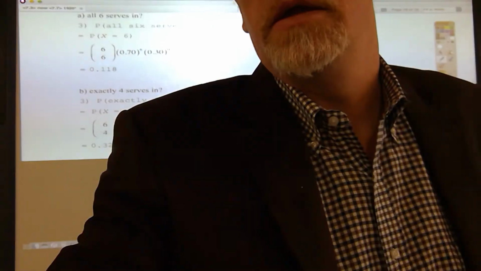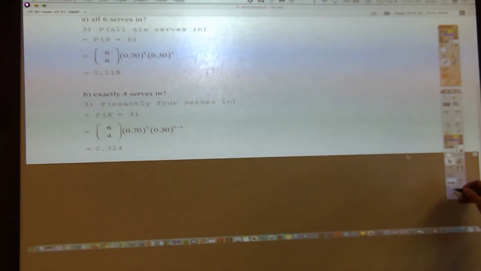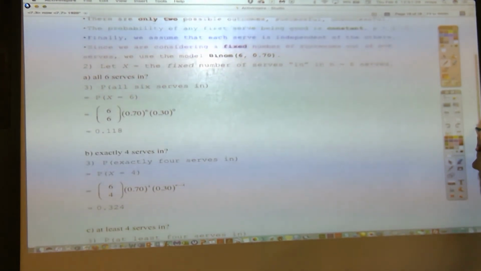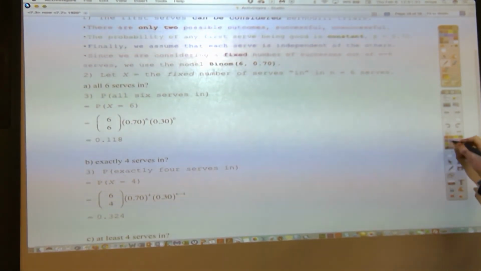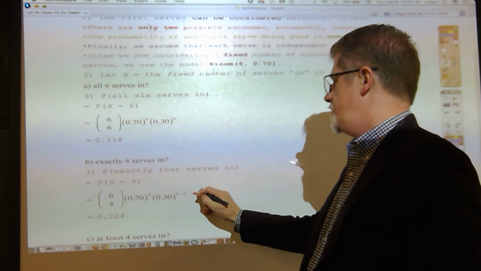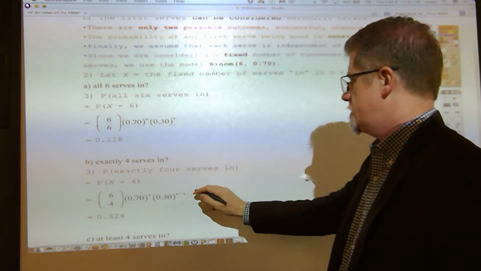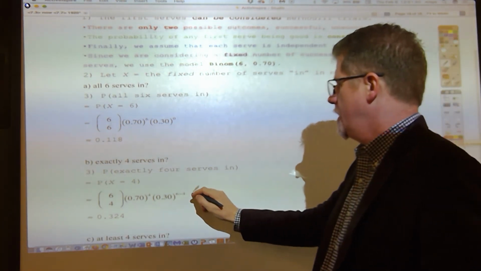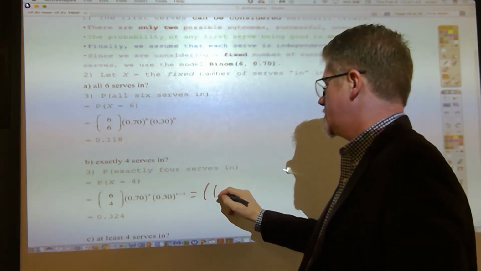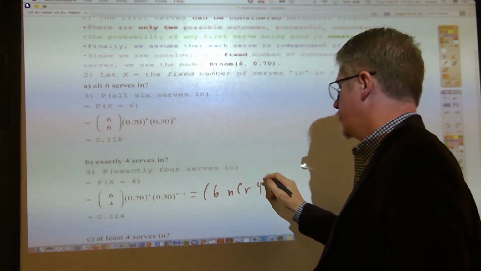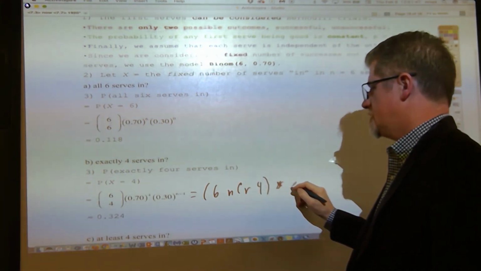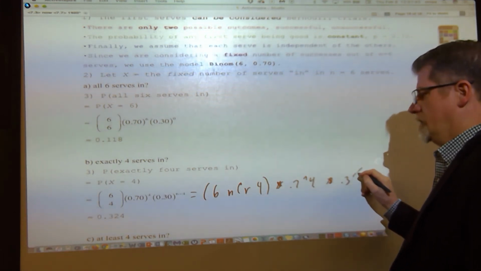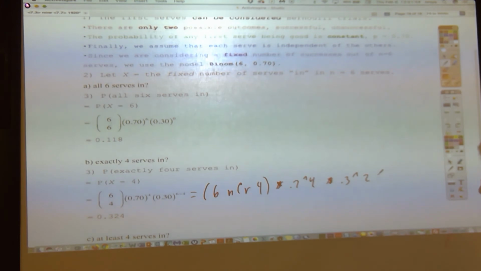I'm going to pause the camera. So I did finish the setup up here. If you're on the calculator, some quick coaching here. I would recommend you type this in as 6 nCr 4 in parentheses. Use a times sign, 0.7 caret 4. Use a times sign again to get 0.3 caret 2. That should give you the 0.324.